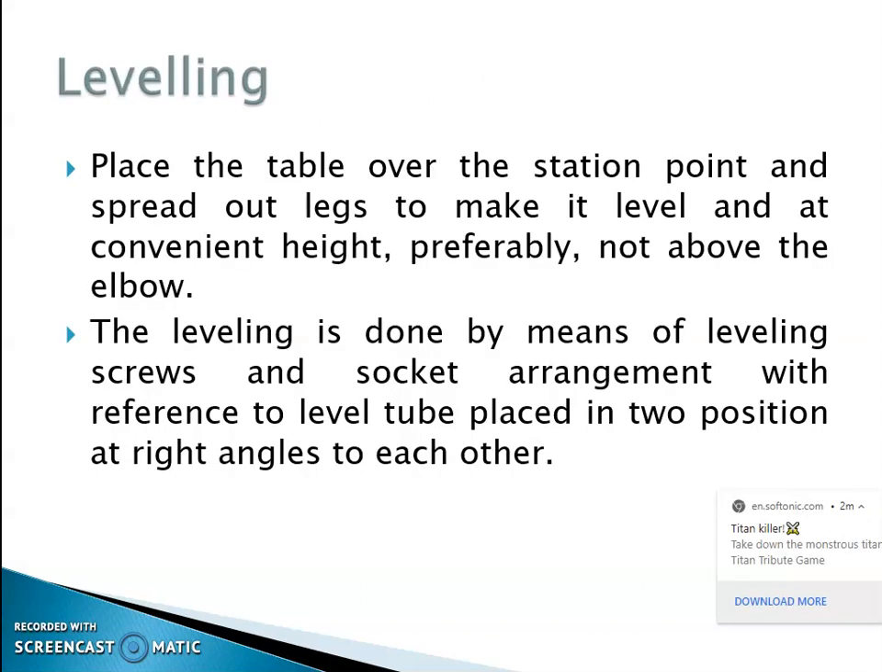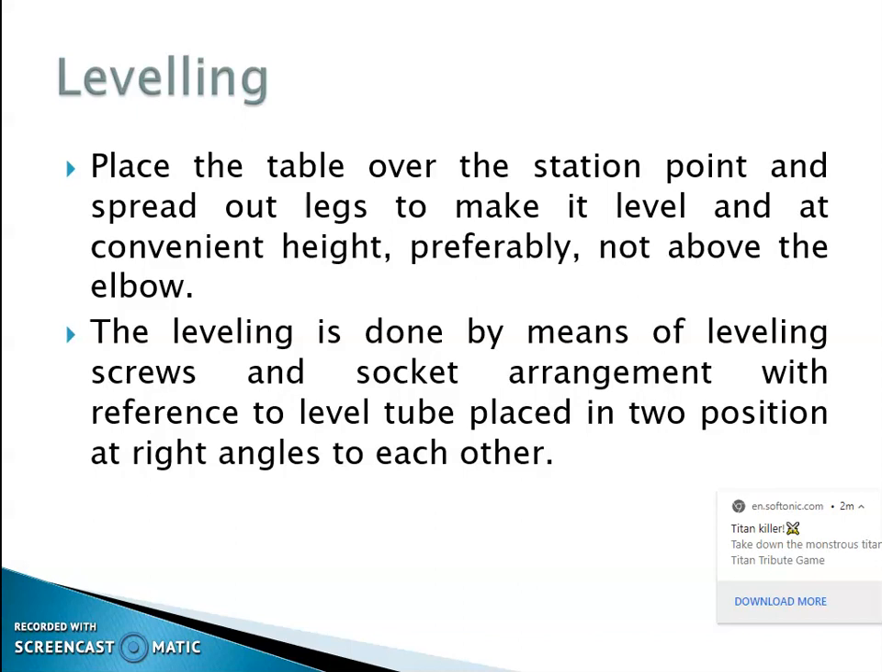Then leveling by using the bubble tube, which is very simple. So place the table over the station point and spread out the legs to make it level. Okay, by using different legs we have to make the leveling, at a convenient height, preferably not above the elbow level, because generally we have to consider the different heights of the people.